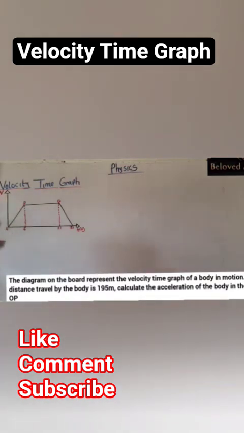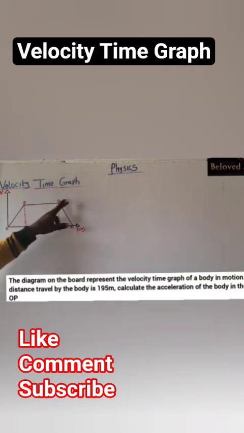You understand? Now look at the question. Please kindly pay attention. If you look at this velocity time graph, we discover that the first motion of the object is acceleration. Why? Because the body accelerates from this point to this point. You understand? Then it maintains a constant velocity from this point to this point, then decelerates. You understand? Okay.